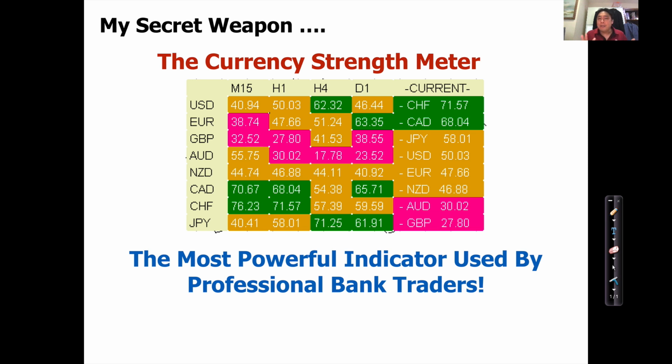So how do we identify the strength of a currency compared to other currencies? Well, my secret weapon and one of the most powerful indicators used by professional bank traders is the currency strength meter. With the currency strength meter, we can tell how strong each currency is. And we always buy the strongest currencies and at the same time sell the weakest currencies. And that's what gives us the strongest edge and win rates in the market. Let me show you how it works right now.